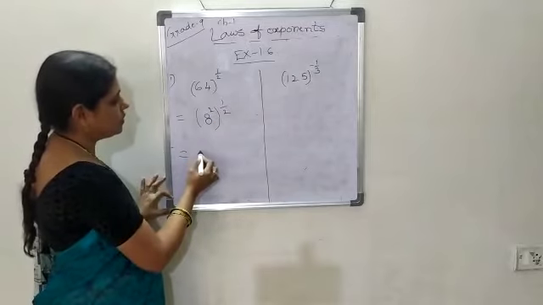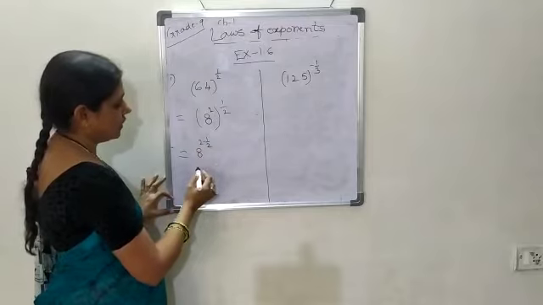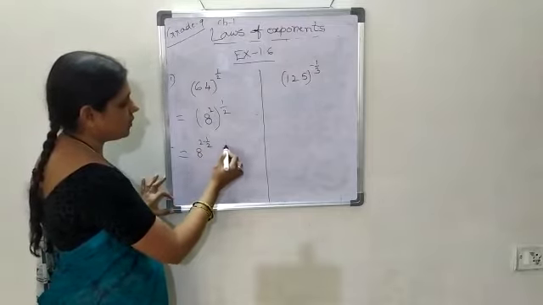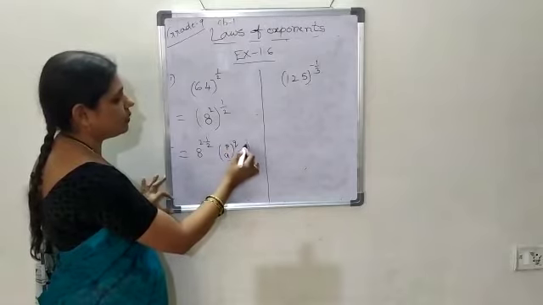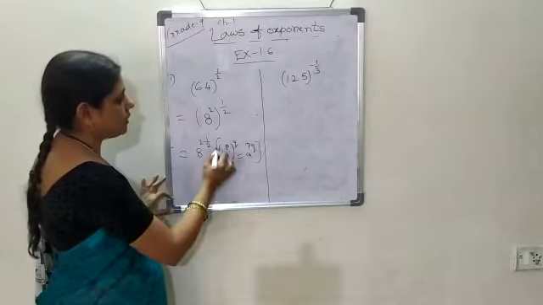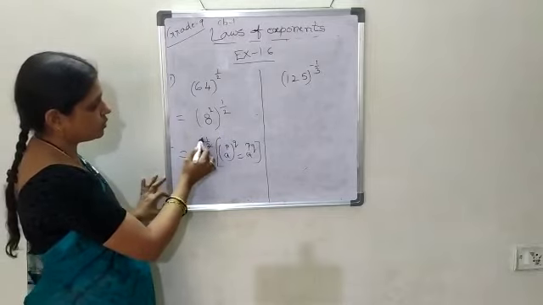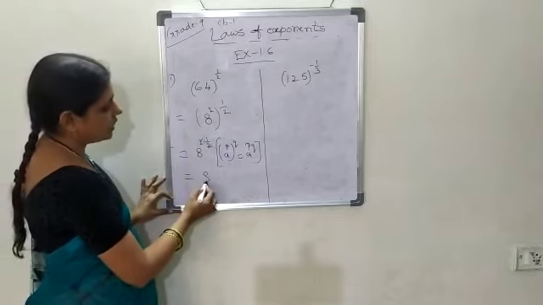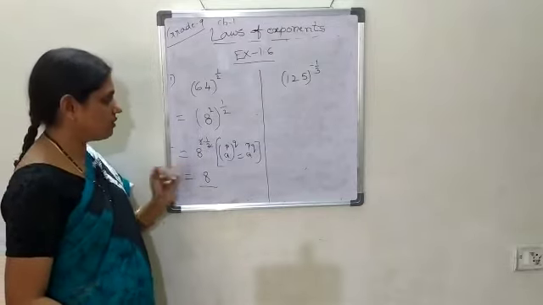Now using the law, what is that law? A power p whole power q equal to a power pq. So we can write 8 to the power 2 into 1 by 2. Here once again you see, 8 to the power 2 into 1 by 2, so 2 we can cancel. So finally 8 we will get. So 64 whole to the power 1 by 2 equal to 8.